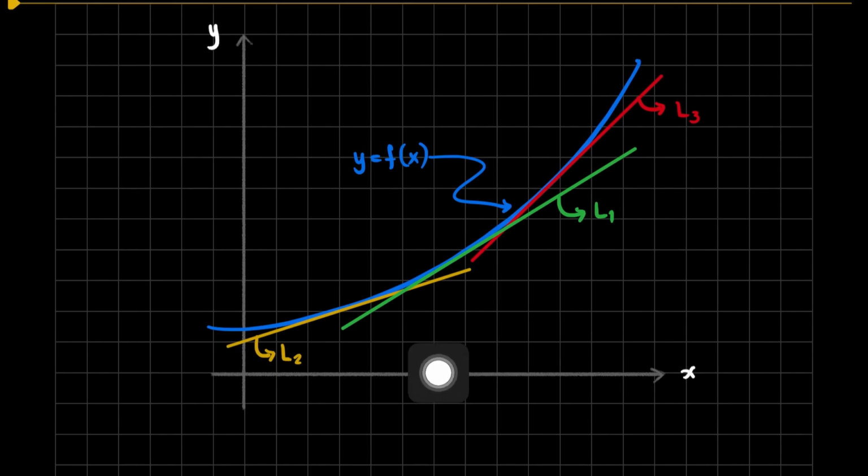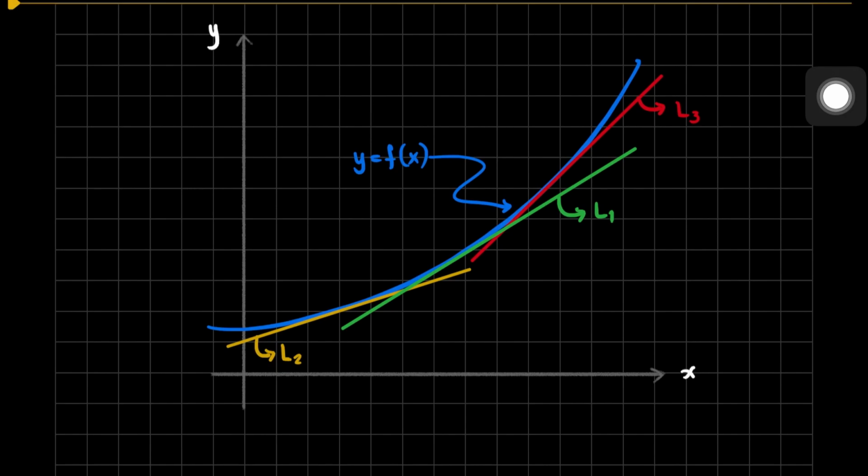So we have here the x-axis and the y-axis, and this blue curve here is the graph of y as a function of x, and you will notice here that we have three tangent lines drawn on this function. The slope of each tangent line in this function differs from each other.